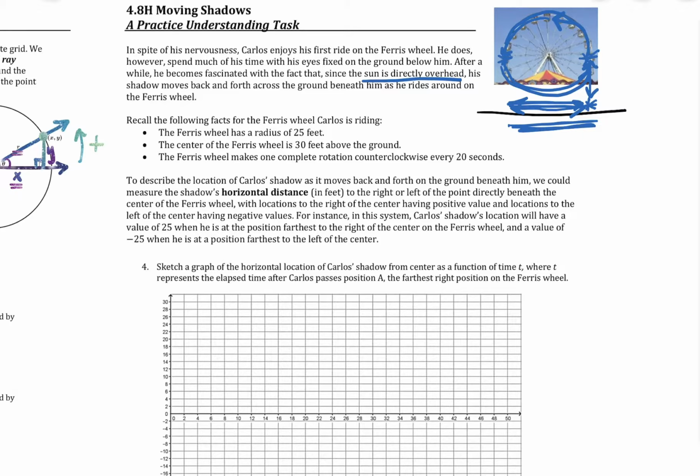So he's just watching his shadow go back and forth on the ground. Knowing Carlos's trigonometry-minded brain, he says, you know what? I want to know how far I am from the center of the wheel at any point. Just strictly horizontally, how far am I from the center of the wheel at any point? Same Ferris wheel, so all these details are the same. Radius of 25 feet, 30 feet off the ground, counterclockwise rotation every 20 seconds. But now we're describing Carlos's shadow.